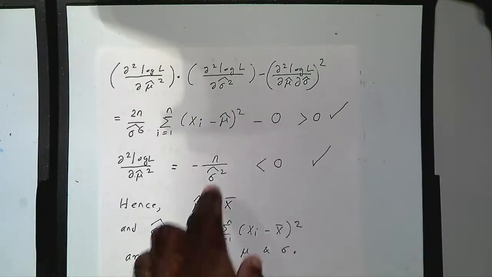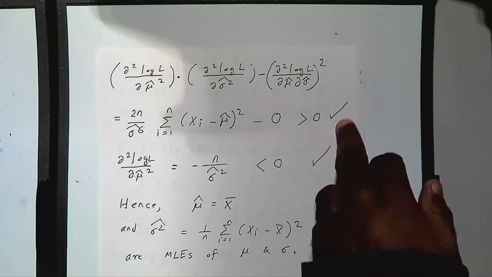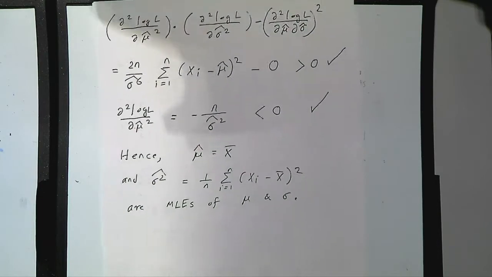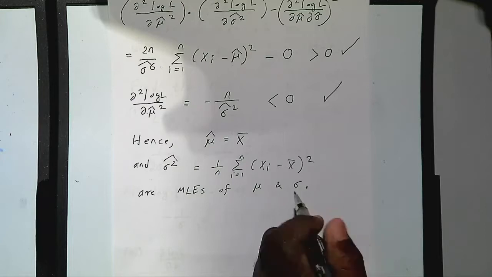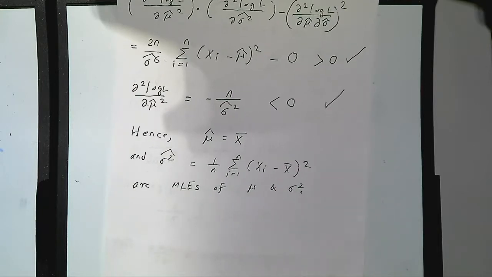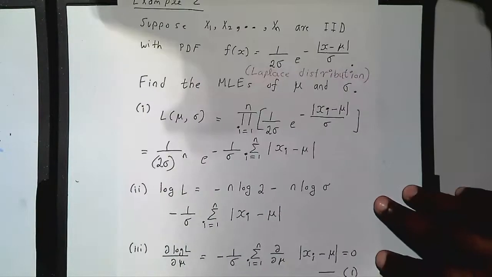And then you check the two conditions. These are the two conditions we checked on Monday, and both the conditions are satisfied. And hence the conclusion is that mu hat and sigma hat squared are the MLEs for mu and sigma. So I should say sigma squared here, sorry. The MLEs for mu and sigma squared. So that was the conclusion. That's what we did on Monday this week.